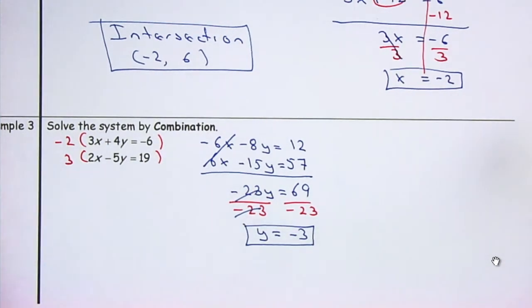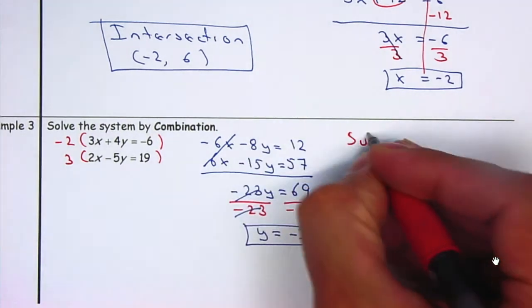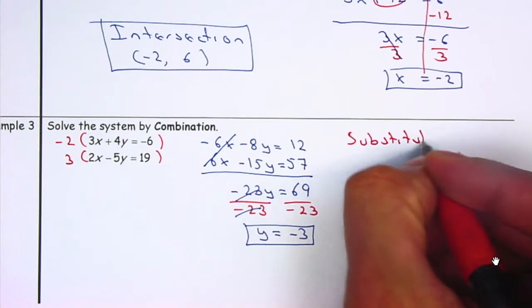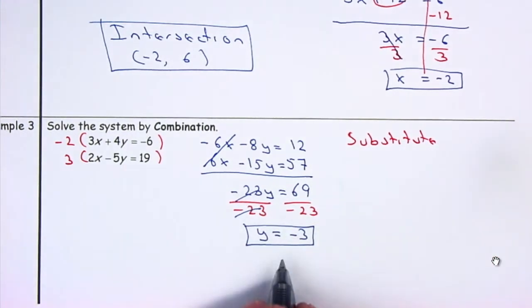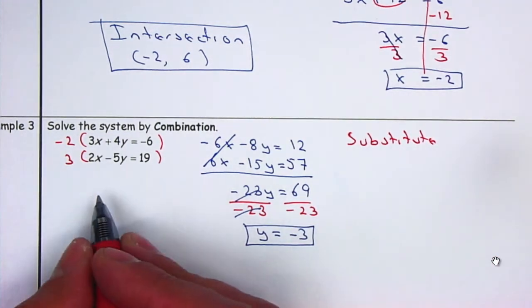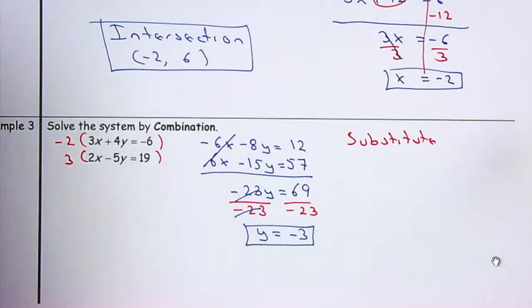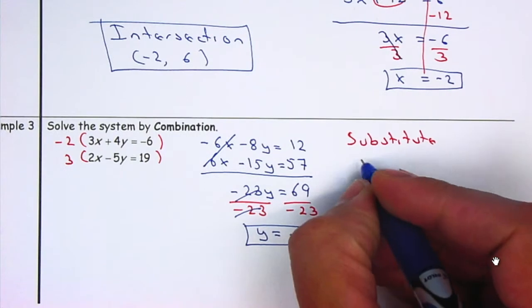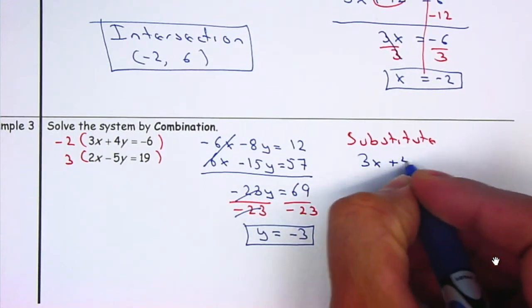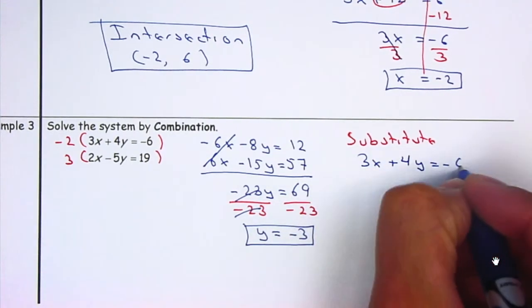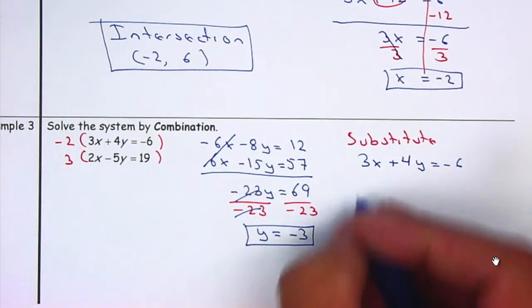Now we need to find our x value. So we are going to substitute the value of y into either one of them. Because of the 19, I'm going to use the one on top because they are smaller numbers. You can use the one on the bottom if you want, and you will get exactly the same value. So instead of the y will be a negative 3.